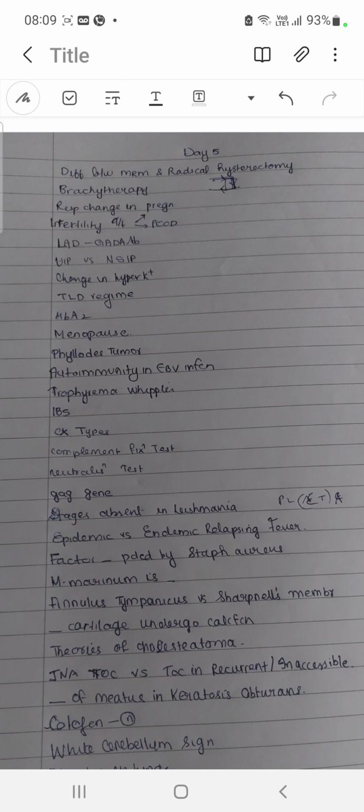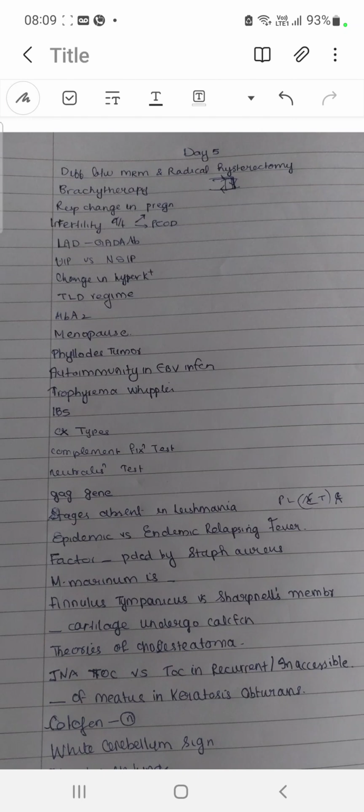UIP versus NSIP. UIP will be having traction bronchiectasis and honeycombing. NSIP, ground glass. Changes in hyperkalemia: initially T wave, hyperacute tall tented T wave, then loss of P wave, then QRS broad, then sine wave. So remember, after T it's not QRS, it is P, then QRS. Last, sine wave. TLD regimen: tenofovir, lamivudine, dolutegravir. T and L is 300 mg, D is 50 mg. HbA2 normal value 2 to 3; it is increased in thalassemia trait.